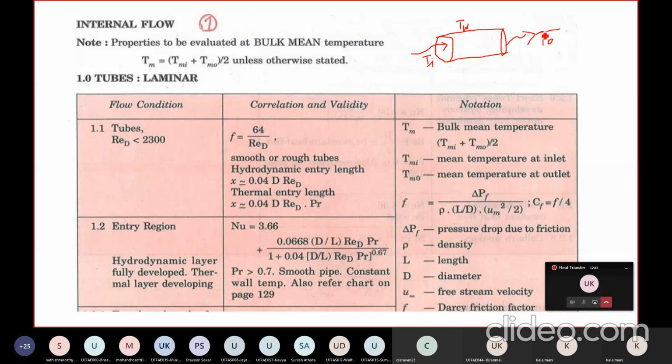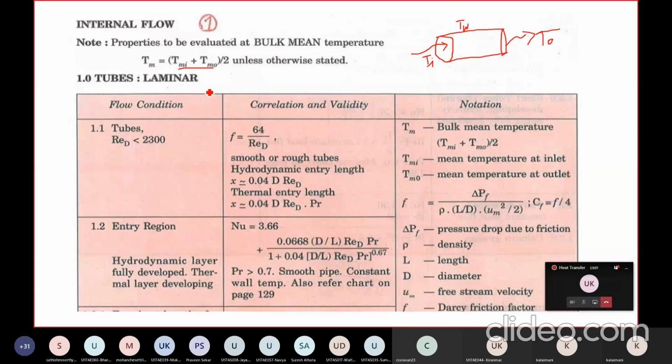Then the bulk mean temperature is nothing but the average of the inlet and outlet temperatures of the fluid. Therefore, Tmi plus Tmo divided by 2 gives the inlet and outlet average temperature of the fluid. So the properties are to be evaluated at the bulk temperature.